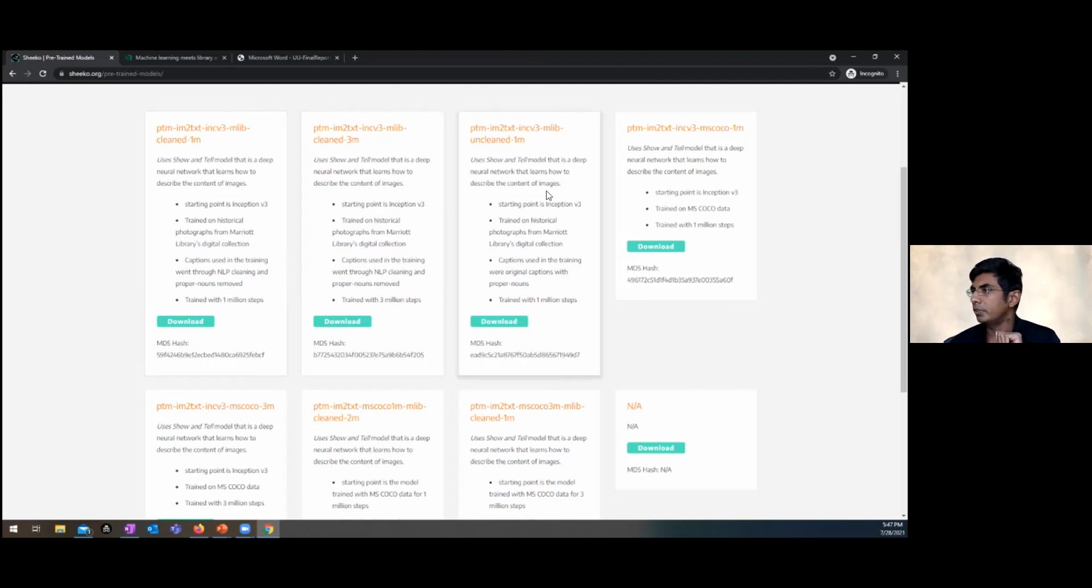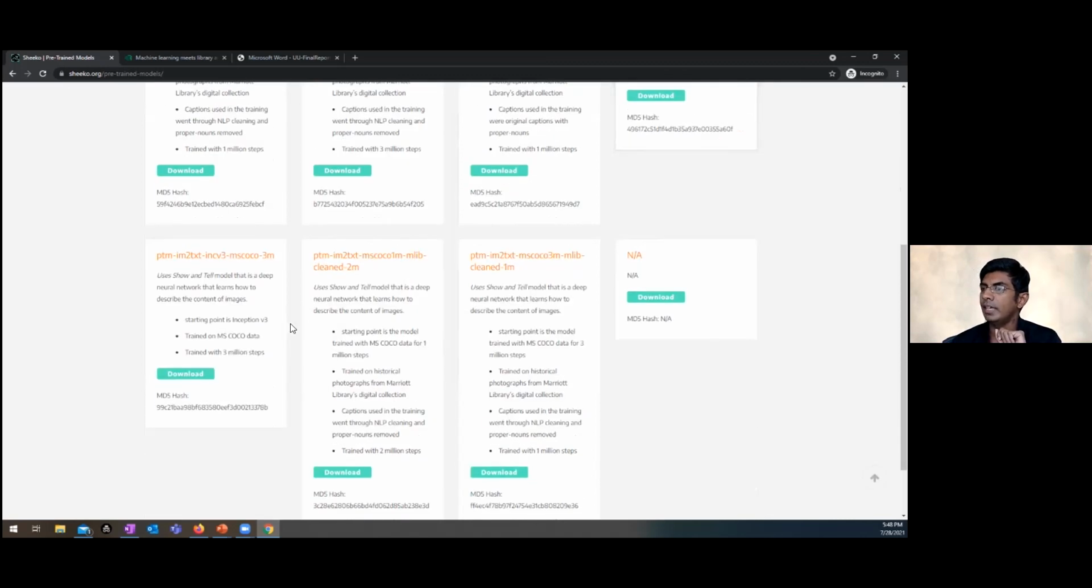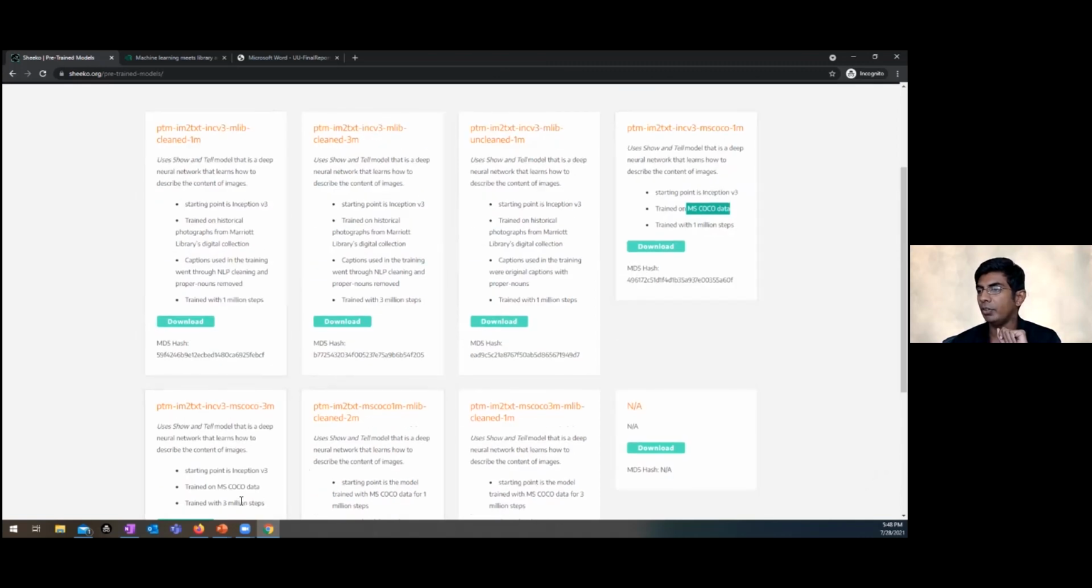Here again, Inception v3 and trained with library digital collection, but here we use the unclean data. So the original captions with proper nouns. Again, 1 million steps. So in this one, we trained it for 1 million steps and the same starting point, but we did not train it with the library digital collections. Instead, we used the MS COCO data for training. So the next model is similar to that. The only difference is the number of steps. We trained it for 3 million steps.